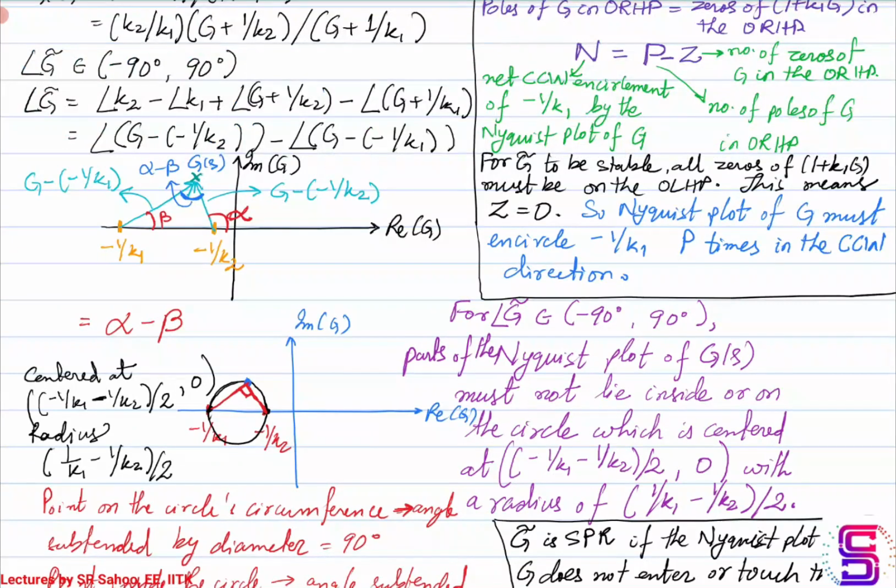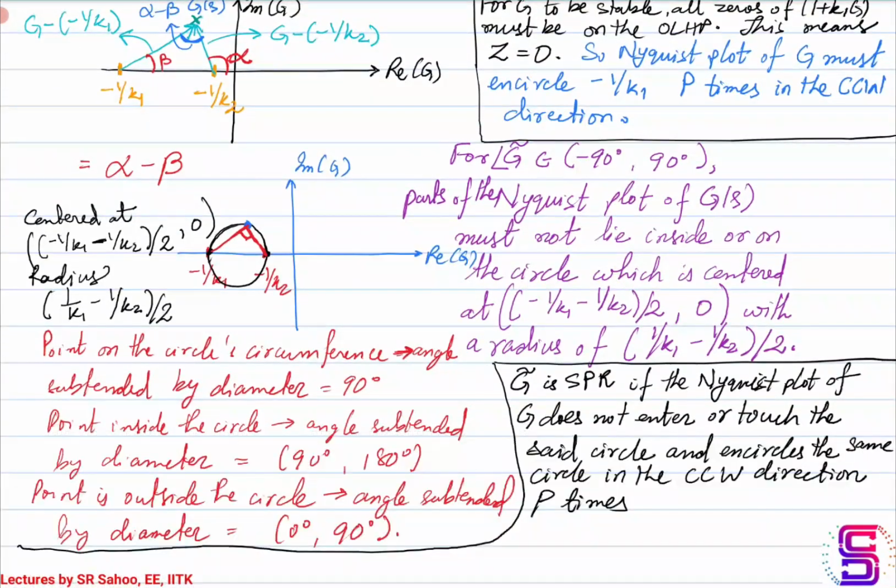Okay, I'll correct this, I'll say right half, not open right half. I had written ORHP there. Encircles this P times. So G does not enter or touch the circle, and also because it has to encircle the minus 1 by K1 point without touching the circle, the best way that it can do is actually encircle the entire circle without touching the circle itself and while encircling the point minus 1 by K1. So G tilde is SPR if the Nyquist plot of G does not enter or touch the said circle and encircles the same circle in the counterclockwise direction P times.